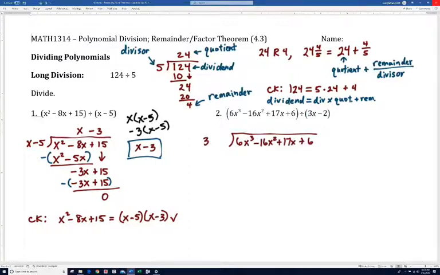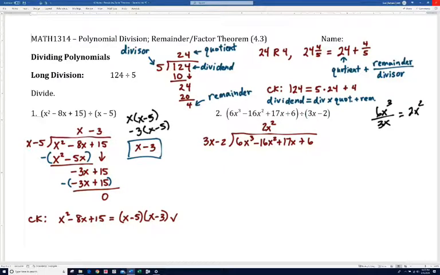All right, so you should have set it up like this. So now we're looking at our leading terms, and we want to know how many times does 3x, or what times 3x gives you 6x cubed. And that would be 2x squared, which would go there. Now another way you could do that is just do 6x cubed over 3x. And notice that does give you the 2x squared.